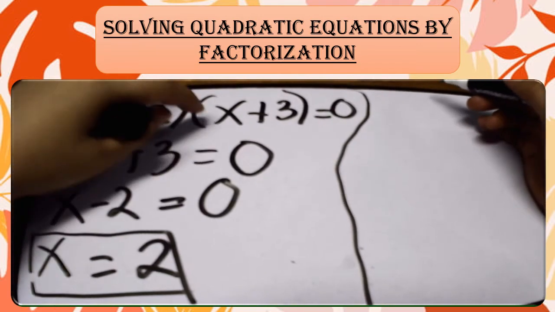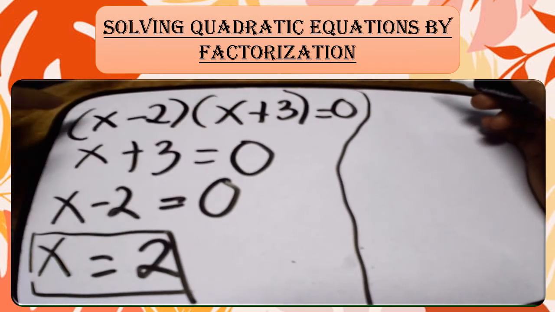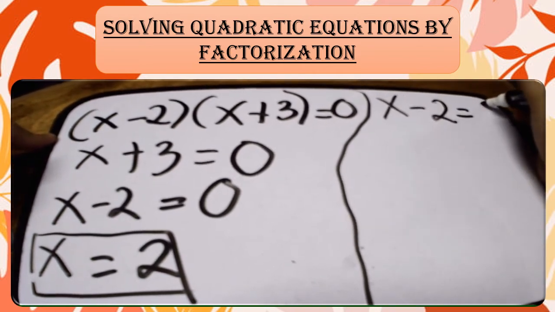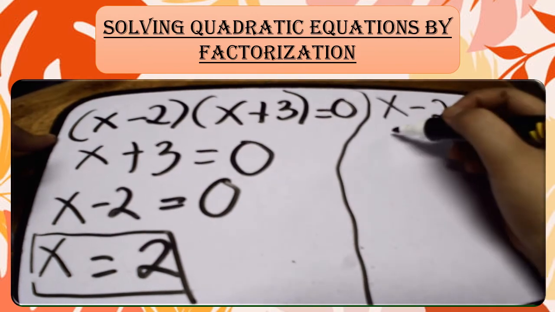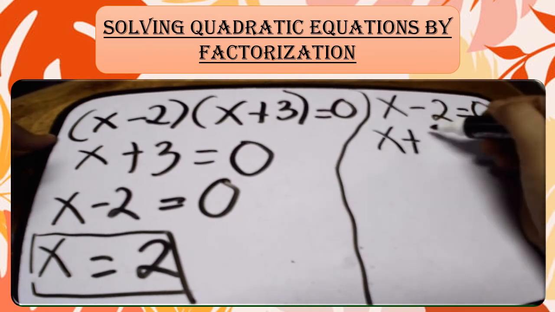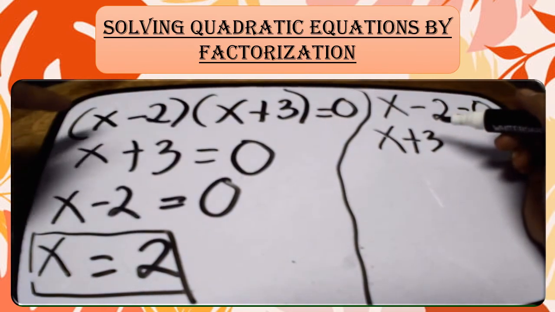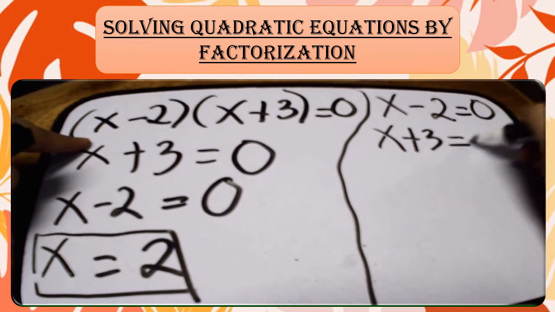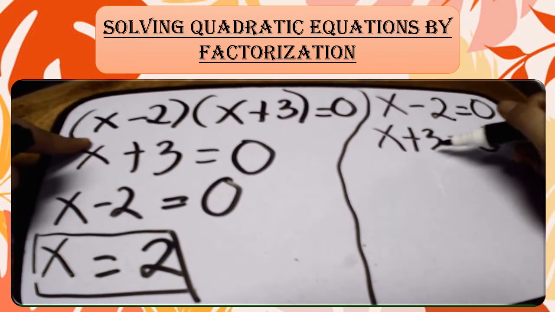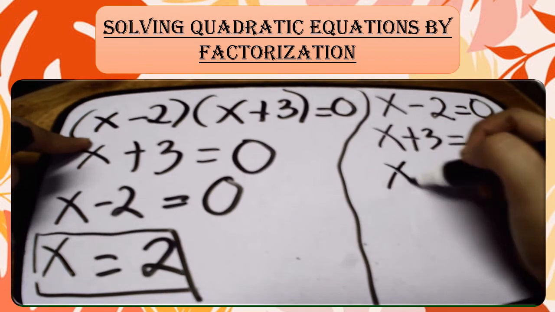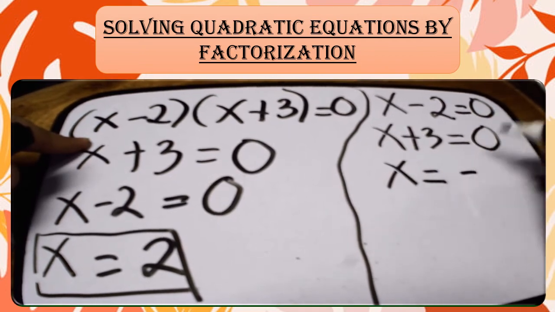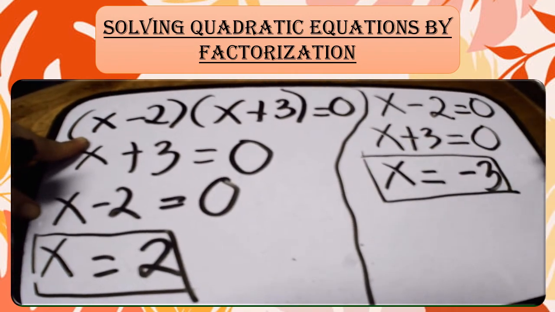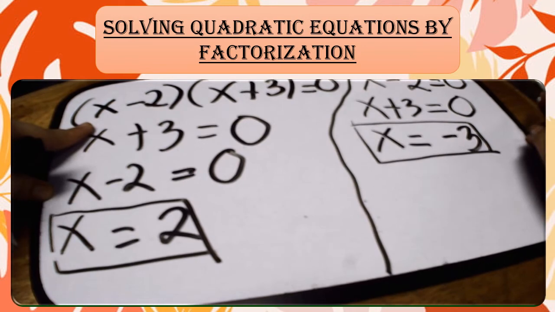Next, to get the value of x plus 3, let x minus 2 be 0. So, x plus 3, just copy x plus 3 since x minus 2 is 0, equal to 0. Again, transpose negative 3. x is equal to negative 3. So, the value of x is positive 2 and negative 3.